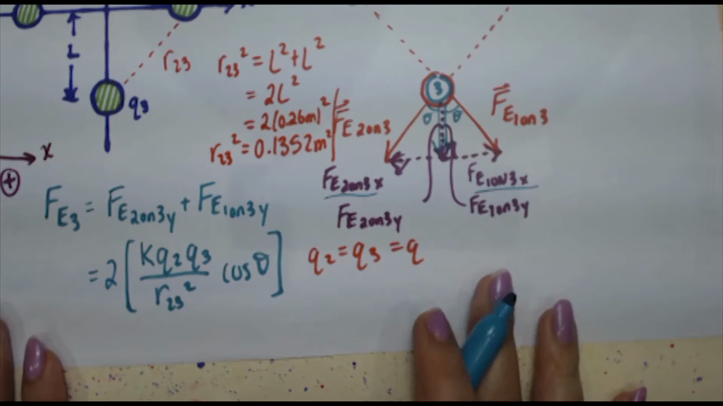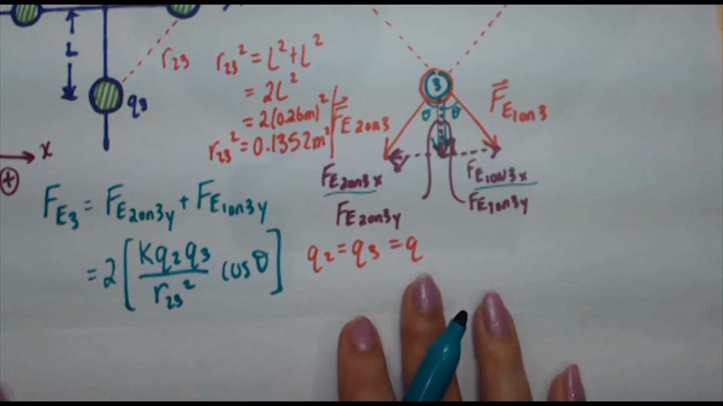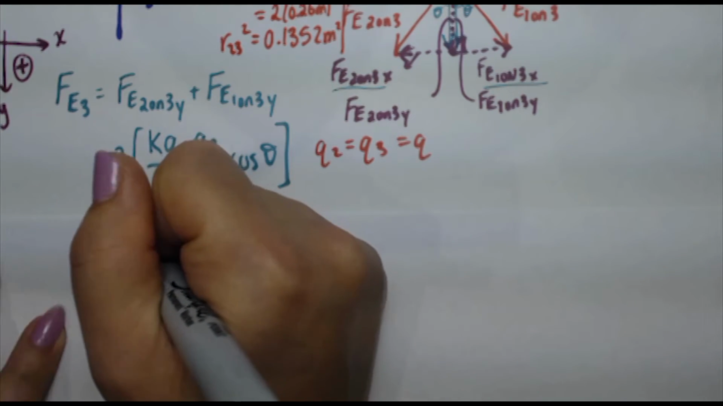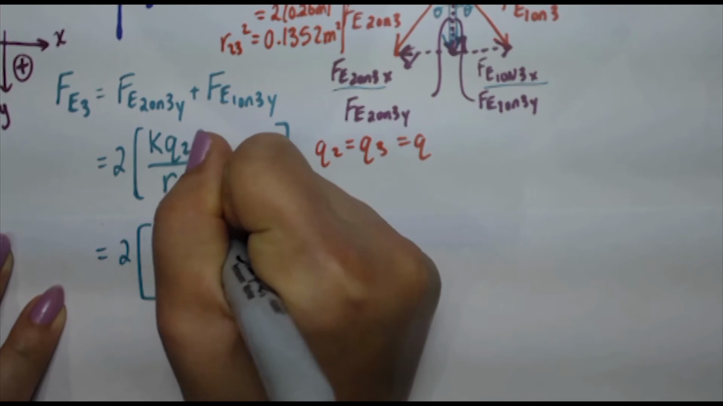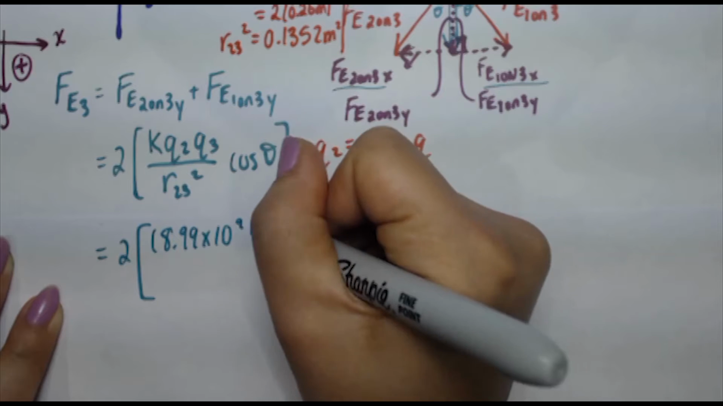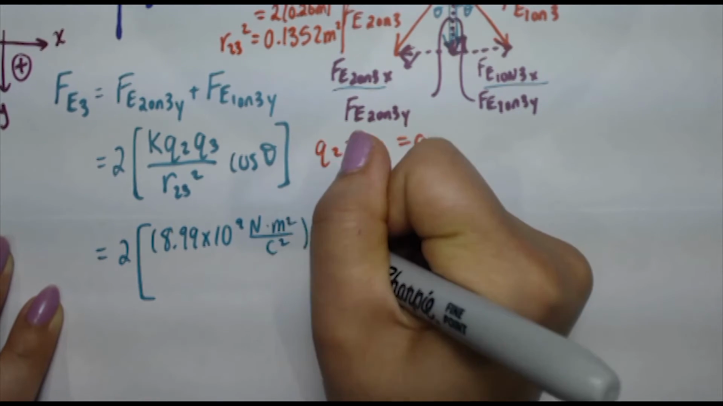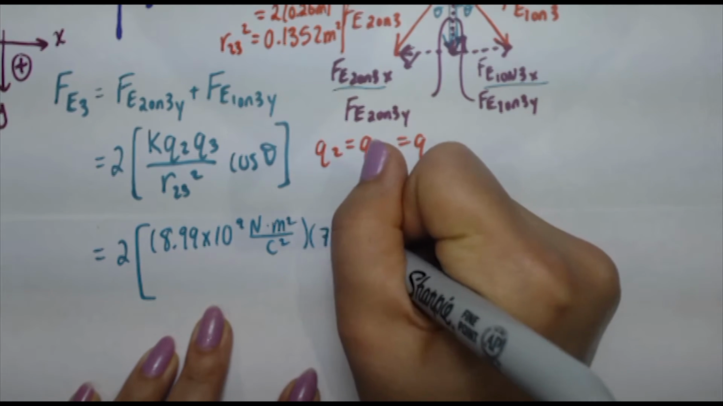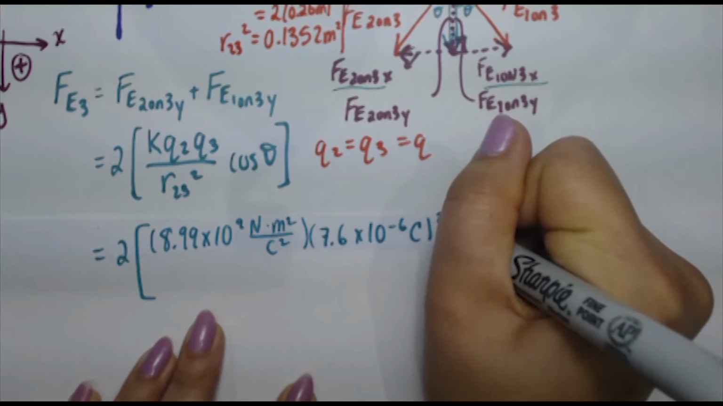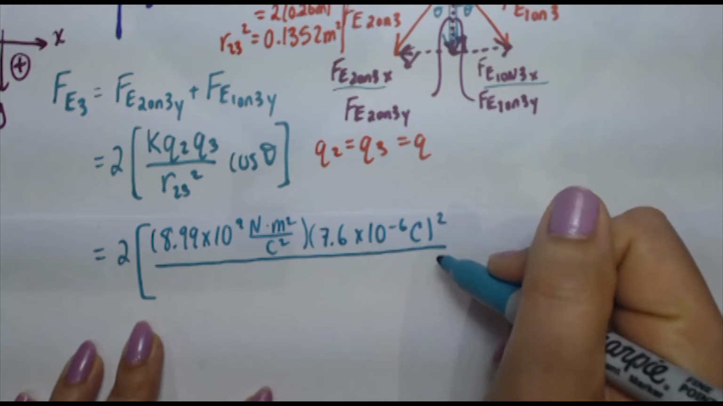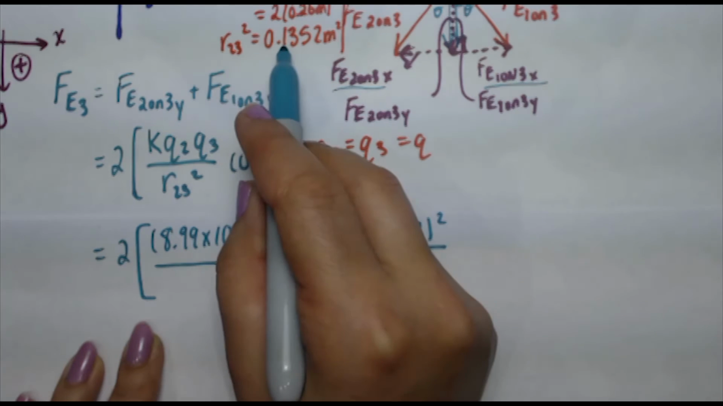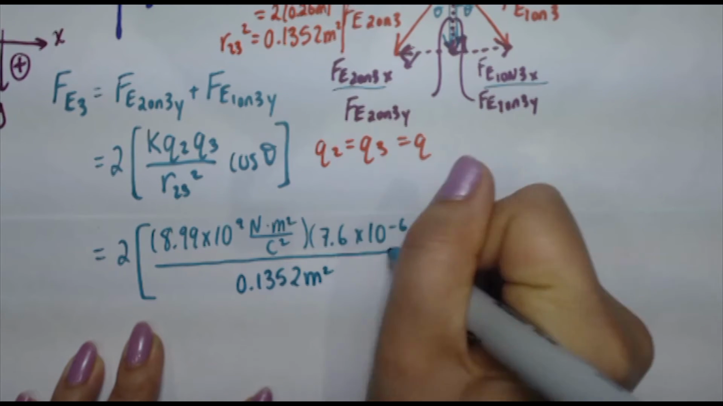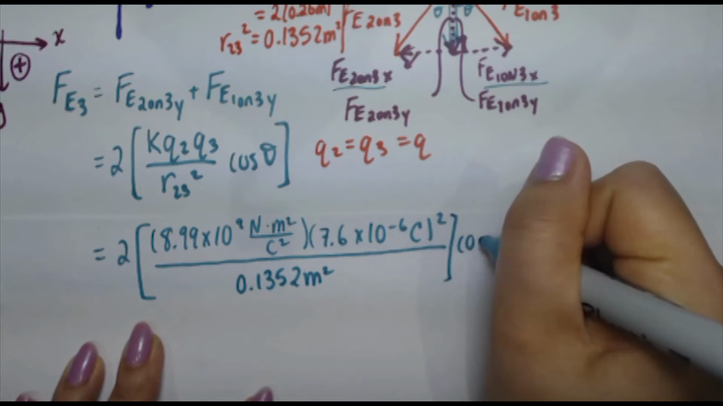Okay, so at this point, we want to plug in our number. So let me continue this on down here. So 2 times, now K is your electric constant. Okay, and the value for that is 8.99 times 10 to the 9 Newton meters squared per Coulomb squared. Remember, Q2 and Q3 are the same, so it's just going to be times the charge squared. 7.6 times 10 to the minus 6 coulombs squared, divided by R23 squared. We just found that. It's 0.1352 meters squared. And we can multiply that by cosine of theta.